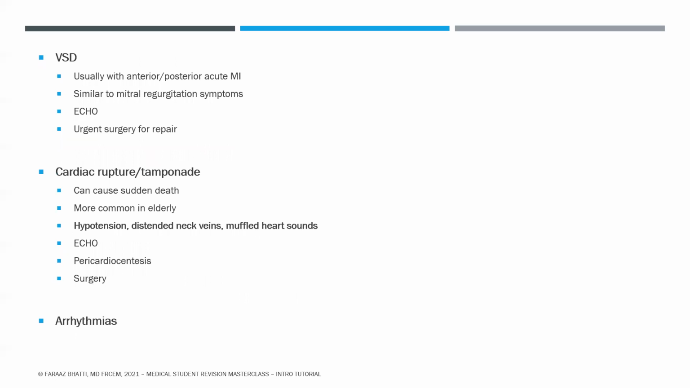Ventricular septal defects can occur with an anterior or posterior acute MI. Similar to mitral regurgitation symptoms, an echocardiogram can be done, and urgent surgery is needed for repair.